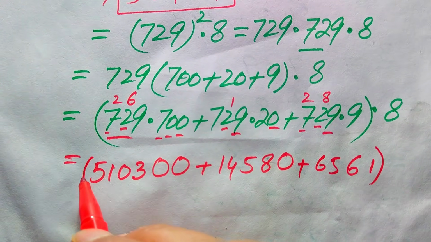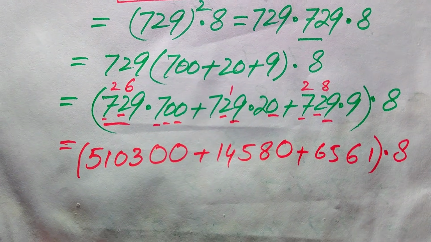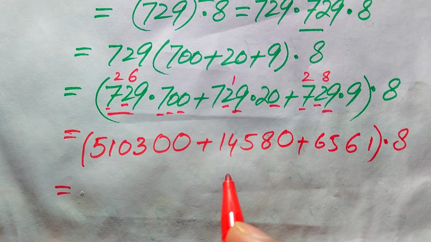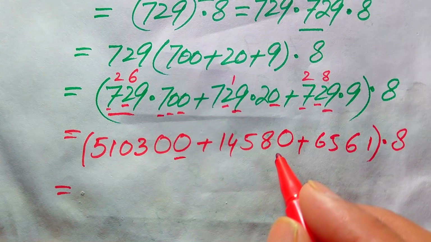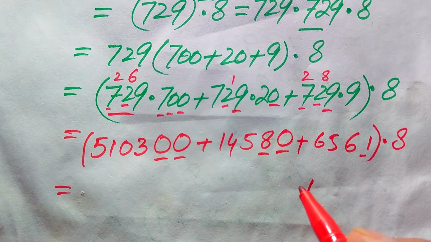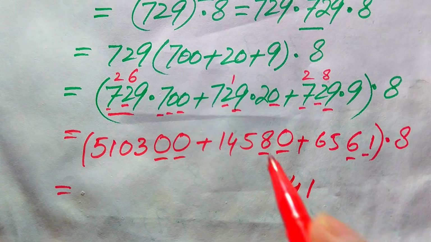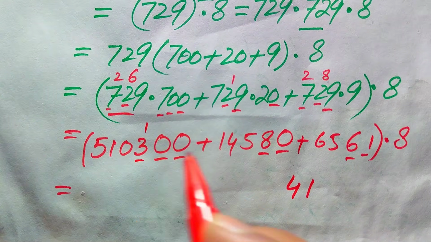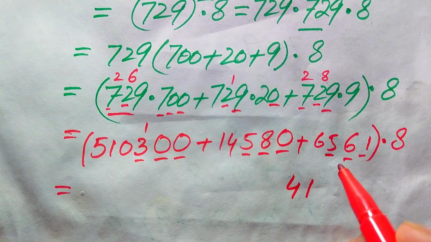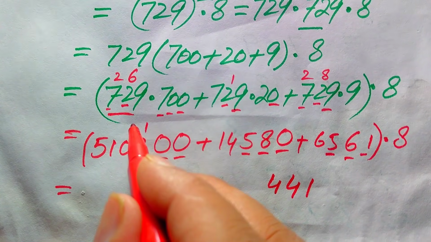So here we need to first sum up all these values, and its resulting answer is multiplied by this 8. So we add all of these values in a very smart way. This is 0 plus 0 plus 1 becomes 1, and this 0 plus 8 becomes 8. 8 plus 6 becomes 14. We write 4 and carry 1. So this is 3 plus 5 becomes 8. 8 plus 5 becomes 13. 13 plus 1 becomes 14. We write 4 and carry 1.